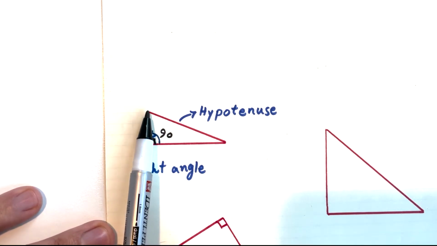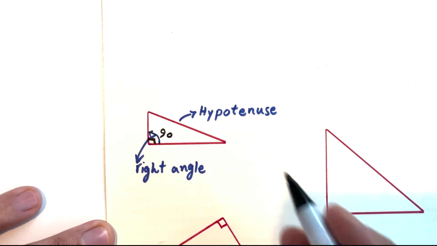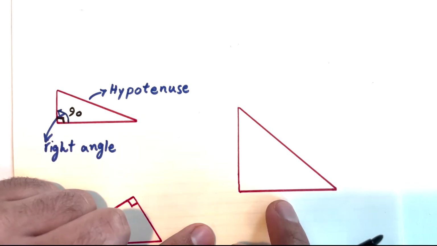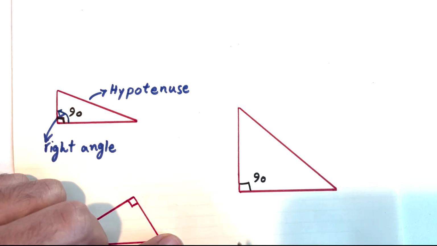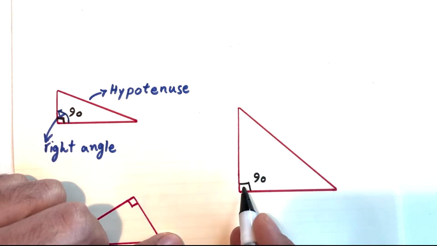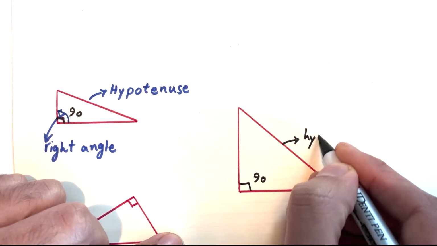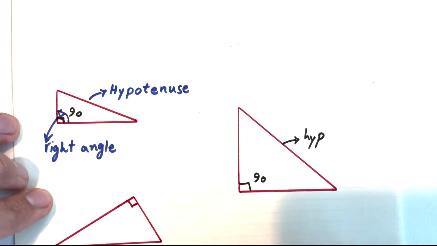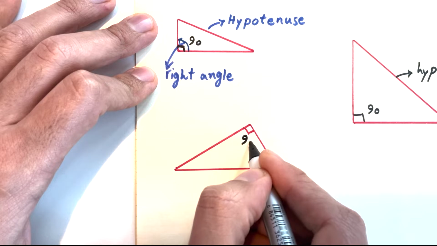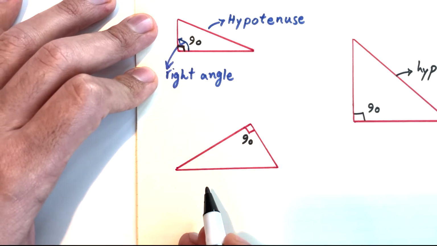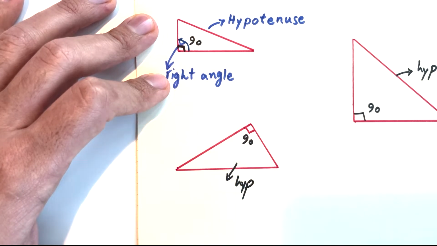And also the name of this longest side here is hypotenuse. So in this triangle, let's say this angle is 90. So I can say that this is a right triangle and this is the right angle. And this is the longest side that I can call hypotenuse. Again, here, this is 90 degrees, so this is a right triangle. This is the longest side, and again, I can call it hypotenuse.